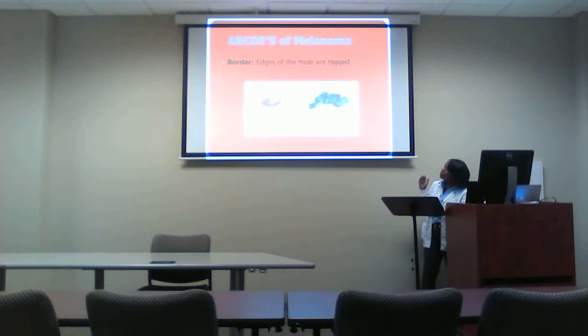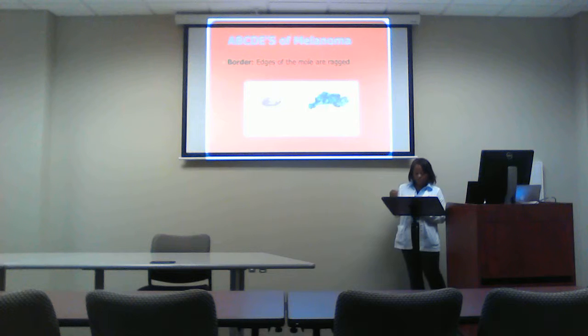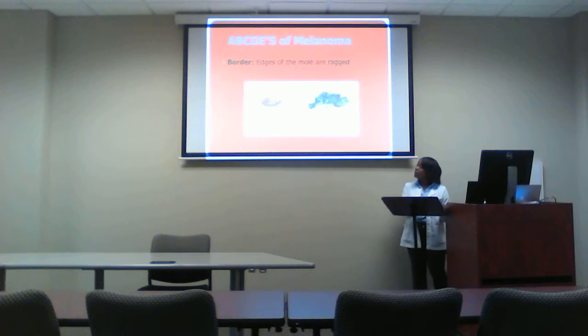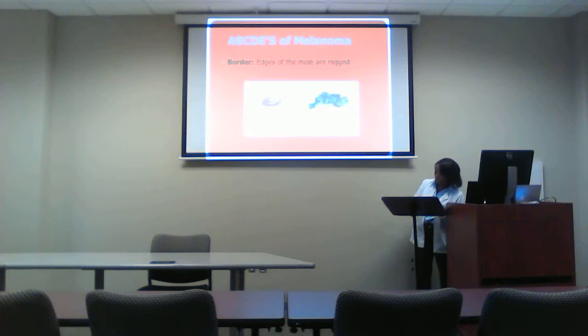Border. The mole on your right is benign, and the mole on your left is malignant. The edges of the mole are more ragged when the mole becomes malignant.